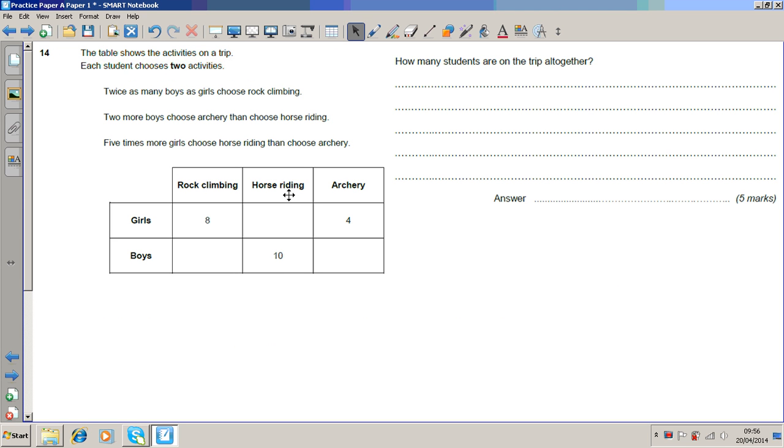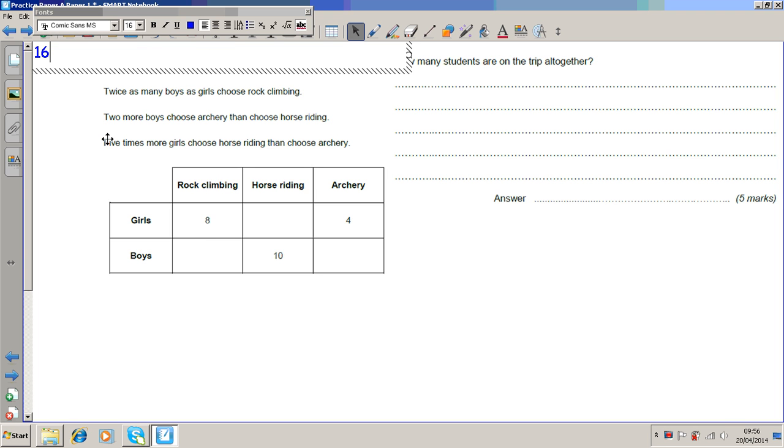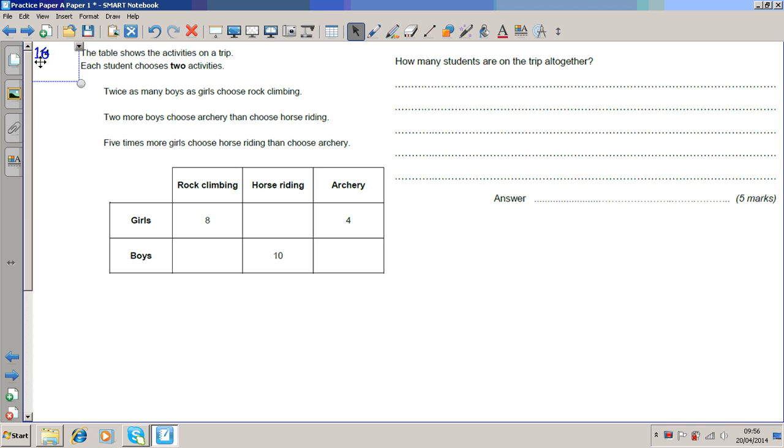Number 14. The table shows the activities on the trip. Each student chooses 2 activities. So on these ones, sort of try and work through them in order really that they're given you. Okay, so we've got this information already. Twice as many boys as girls choose rock climbing. So girls is 8, so boys then is going to have to be twice as many. So that'd be 16. 2 more boys choose archery than choose horse riding. So horse riding 16. 2 more boys is that.